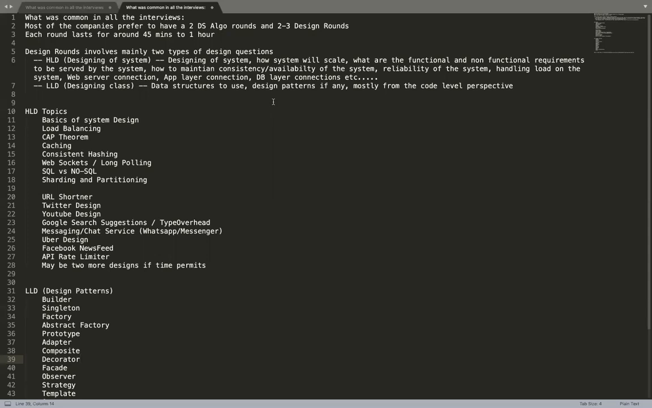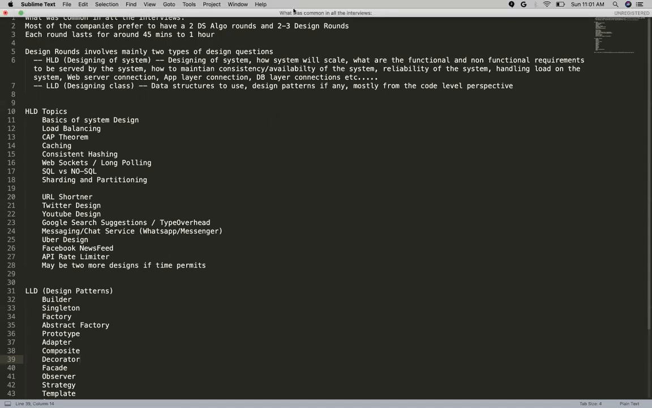These two topics are independent, and you don't need to know low level design at all to come up with a high level design. Okay, so yes, I will start with the high level design, and then we'll go into the low level design as well. So I have one question.